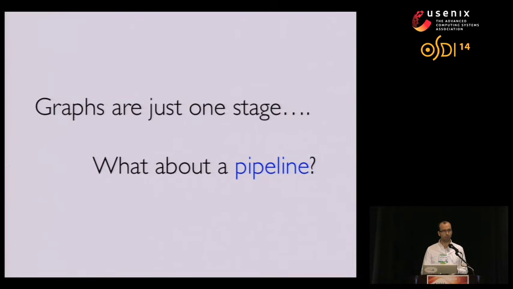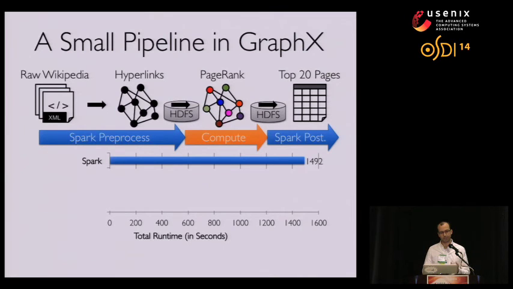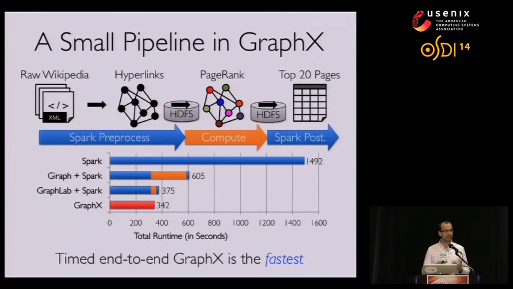I want to finally talk about what about a multiple stage pipeline. So here we look at the realistic task of going from Wikipedia hyperlinks all the way to the top 20 pages. And so if we look at a system like Spark, this runs in about 1,400 seconds. If we use these specialized systems in this intermediate stage, we can bring the runtime down. But by putting everything end-to-end in a system like GraphX, we get the shortest running time. And this is a small benchmark. As we go to longer pipelines, we expect to see much bigger wins.